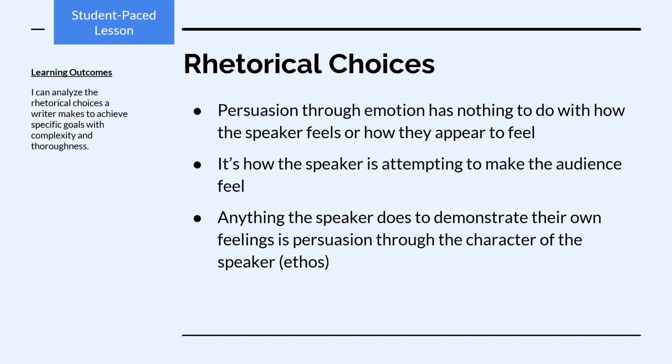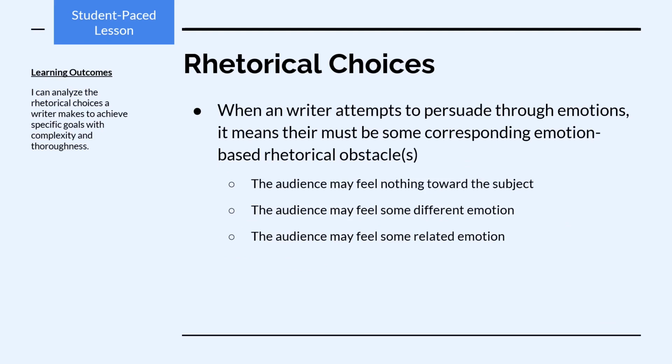Warning. Pathos choices and persuasion through emotion has nothing to do with how the speaker feels or how they appear to feel. It's about how the speaker is attempting to make the audience feel. Anything the speaker does to demonstrate their own emotions is persuasion through the character of the speaker, which is an ethos appeal. When a writer attempts to persuade through emotions, it means there must be some corresponding emotion-based rhetorical obstacles.